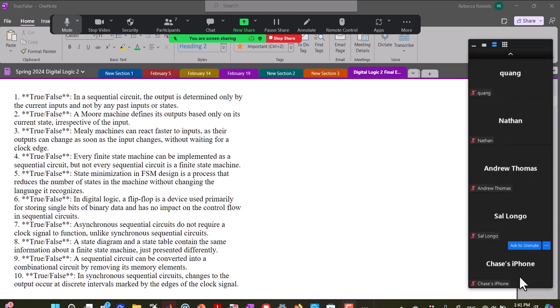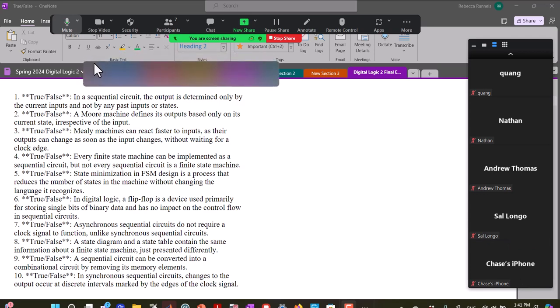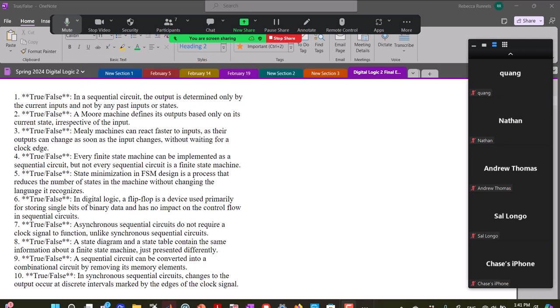Okay. In a sequential circuit, the output is determined only by the current inputs and not by any past inputs or states. Okay, that one is a definite false, because the whole point of flip-flops when you learn them is that they have memory. The output definitely can depend on what the previous state was.